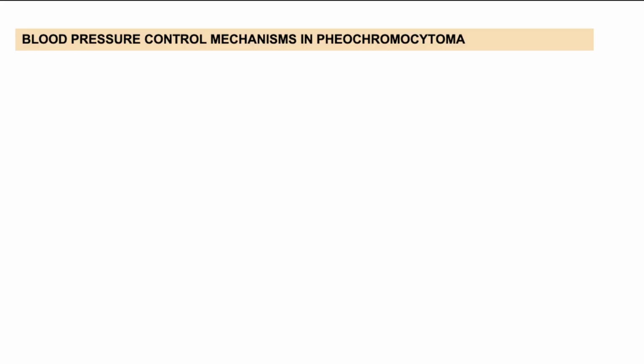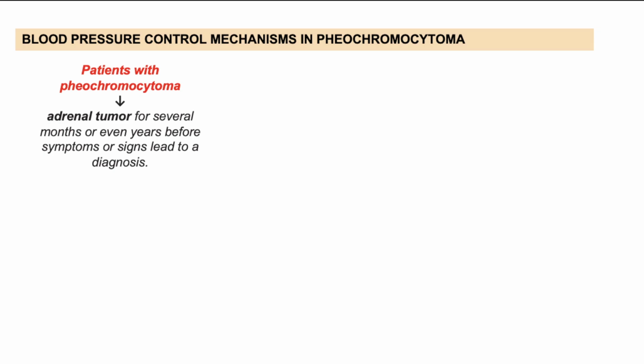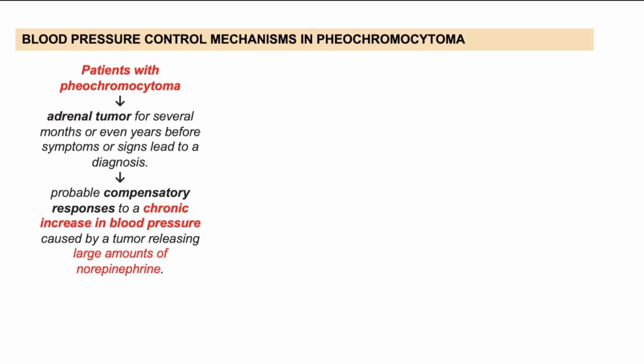So coming to how blood pressure is controlled in case of pheochromocytoma. Blood pressure control mechanism in pheochromocytoma. If a patient with pheochromocytoma comes, you need to remember it is an adrenal tumor. It is an adrenal tumor which can remain for several months or even years before symptoms and signs lead to diagnosis. And the probable compensatory responses to chronic increase in the blood pressure, which is mainly caused by the tumor releasing large amounts of norepinephrine.